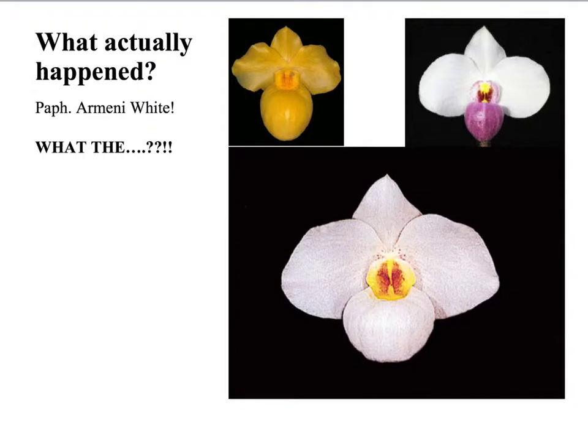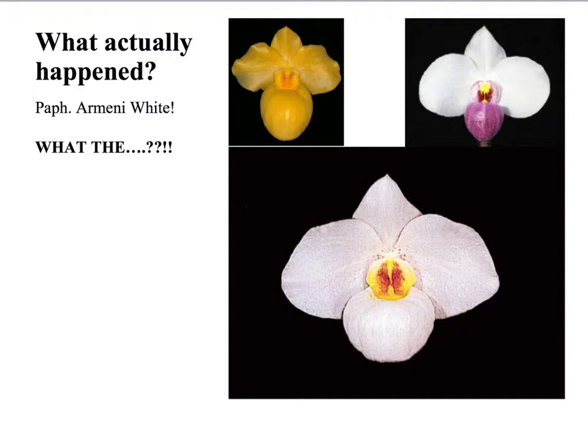What the growers ended up getting was Paph armenii. It's since been called Paph armenii white, which is the white flower in the bottom. This caused a great deal of head scratching with commercial growers because they couldn't understand how you could cross a yellow and a pink flower and get a white one. And the offspring were always white. It wasn't a mistake. They were always white.